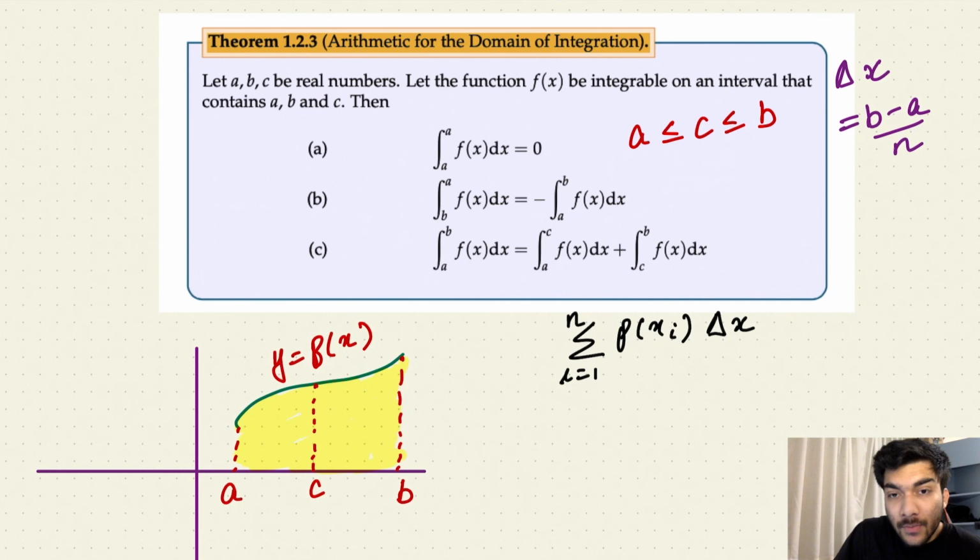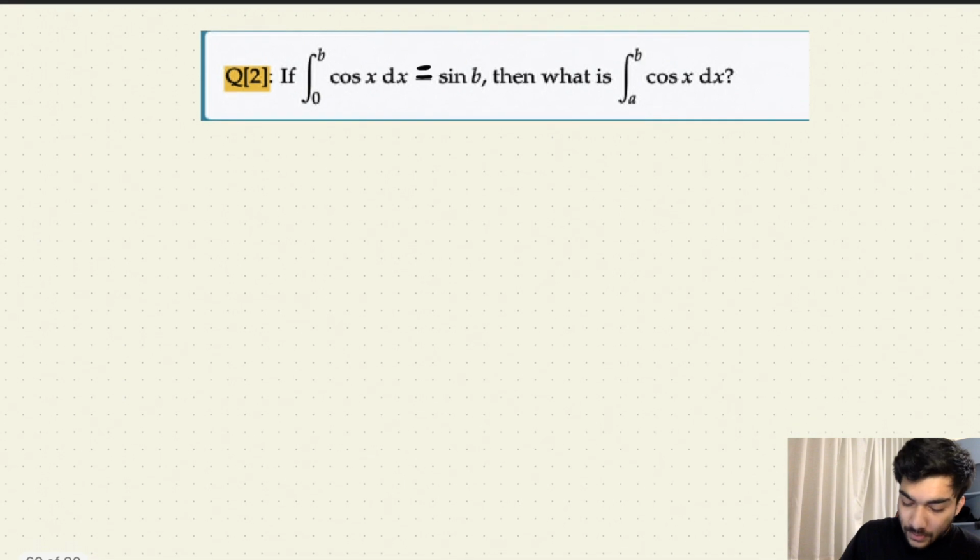So now these are the three properties that are some of the most interesting and also most useful properties in definite integrals. Based on these properties, let's do a simple example in order to reinforce this concept about the arithmetic for the domain of integration. So let's simplify and evaluate this expression over here.